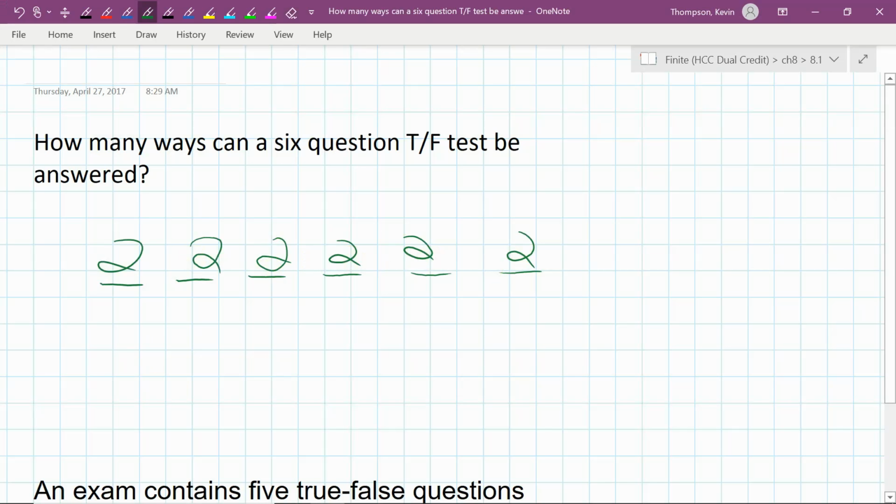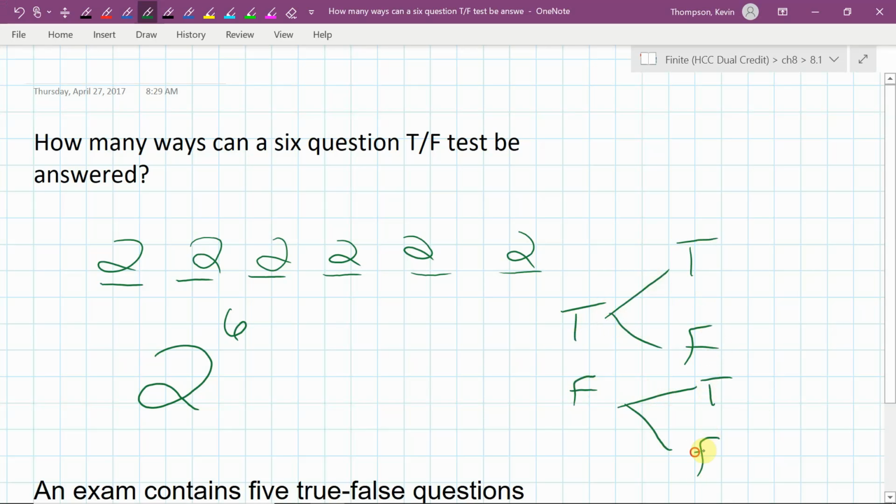So something to consider, maybe you thought about it, maybe you didn't: are the responses for the questions independent events? Does answering true on the first question change how we would answer the second in any way? They're independent, right? So that means it should just be the multiplication. Just 6 2's multiplied together, 2 to the 6th. If you thought of a tree diagram, I'm not going to write the whole thing out, but this is going to help us as we say something different here in a minute.